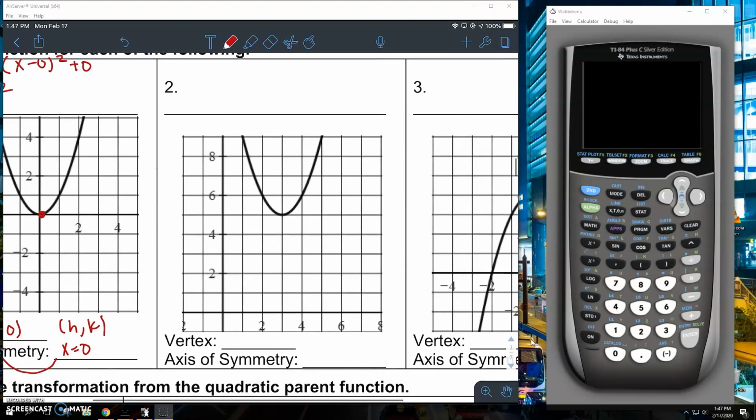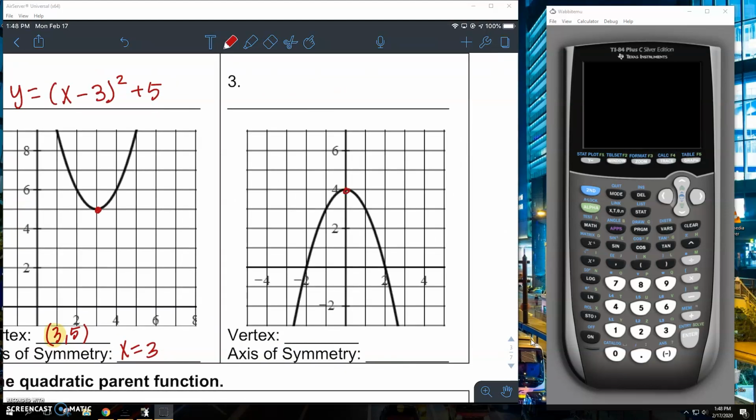Number 2, my vertex is at (3, 5). So my axis of symmetry is at x equals 3. I don't have a stretch or a shrink, so this is y equals x. Remember, whenever you have your vertex and you're writing it in vertex form, you have to do the opposite. So the opposite of positive 3 would be (x minus 3) squared and then plus 5, because my vertex did move from (0, 0) up to (3, 5).